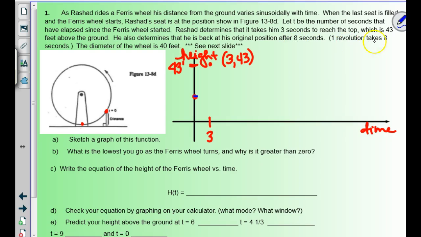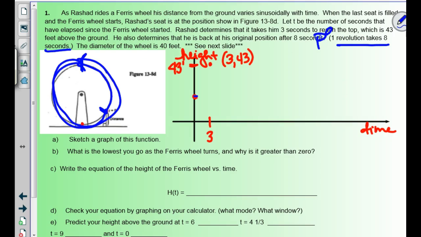So what they're trying to say here is that one revolution took 8 seconds. So if he started here, wherever here was, and he went all the way around, he's back there at 8. So if he was up here at 3 seconds into the story, and all the way around takes 8, he's back up there at what? It's telling you one revolution takes 8 seconds. That means the period is 8 seconds. So he's back up here 8 seconds later, which would put him 11 seconds into the story when he hits the top again.